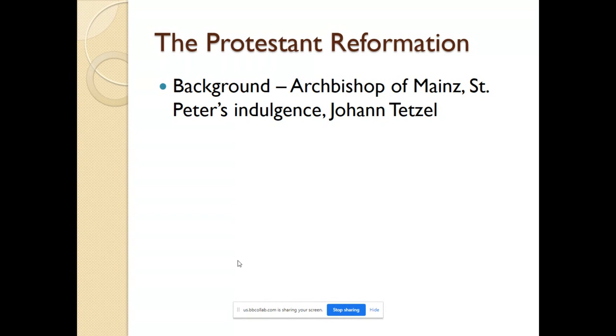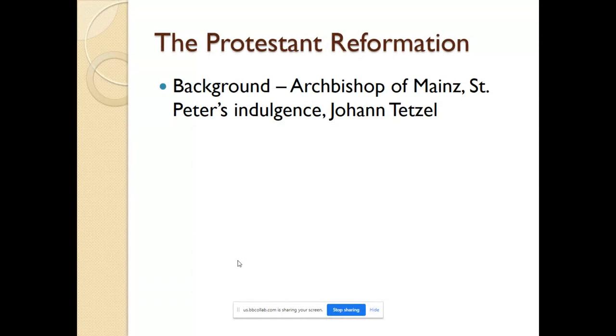So the Archbishop of Mainz contacts Johann Tetzel, and he says, Tetzel, you're a great salesman. I want you to go out and sell these indulgences. And Tetzel says, sure thing, boss. And he goes out, and he is a fantastic salesman. He is selling indulgences left and right, making tons of money.